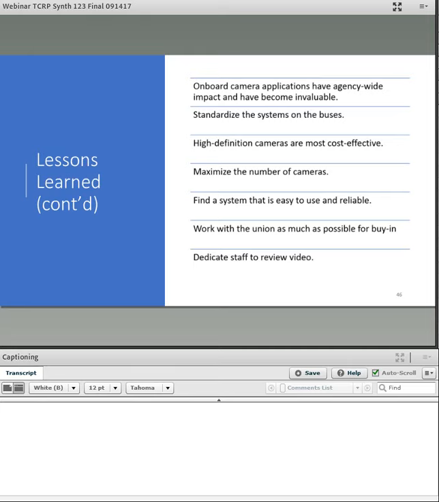So, continuing with the lessons learned, and I'm saying the same things but in different ways. The onboard camera applications have agency-wide impact and have become invaluable. It's important to standardize the systems on the bus. High-definition cameras are most cost-effective. Maximize the number of cameras. Find a system that's easy to use and reliable. Work with the union as much as possible for buy-in, and it's necessary to dedicate staff to review video.